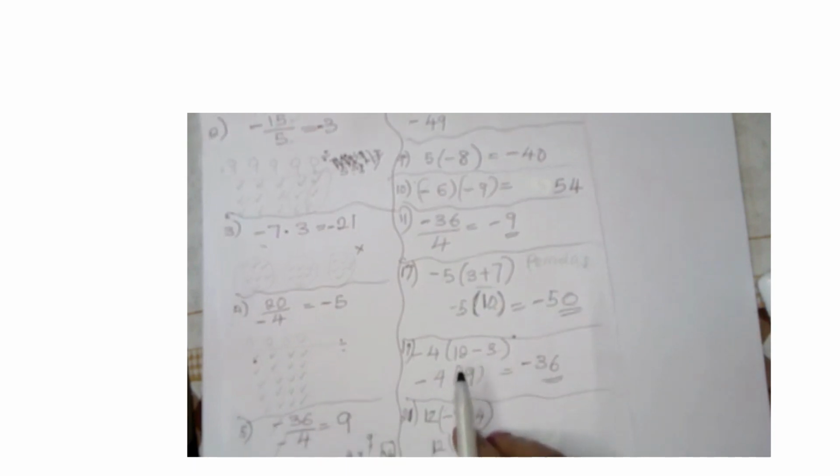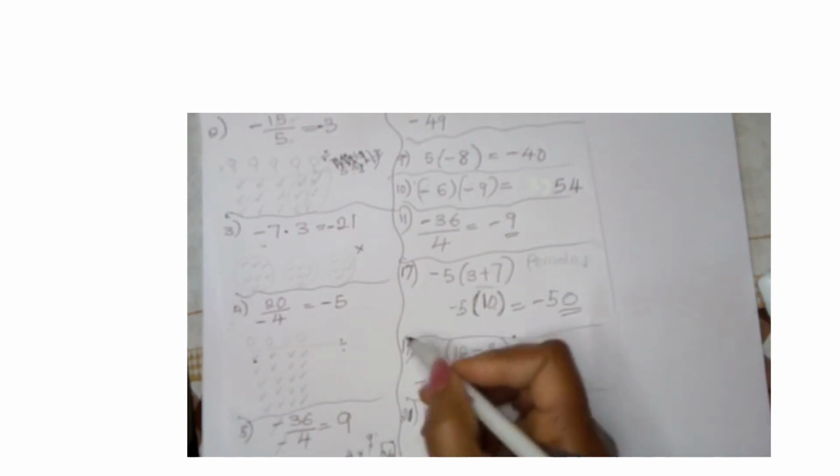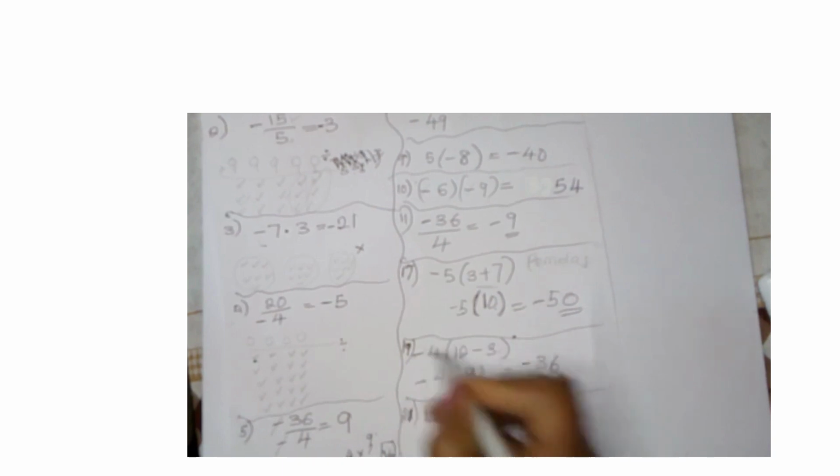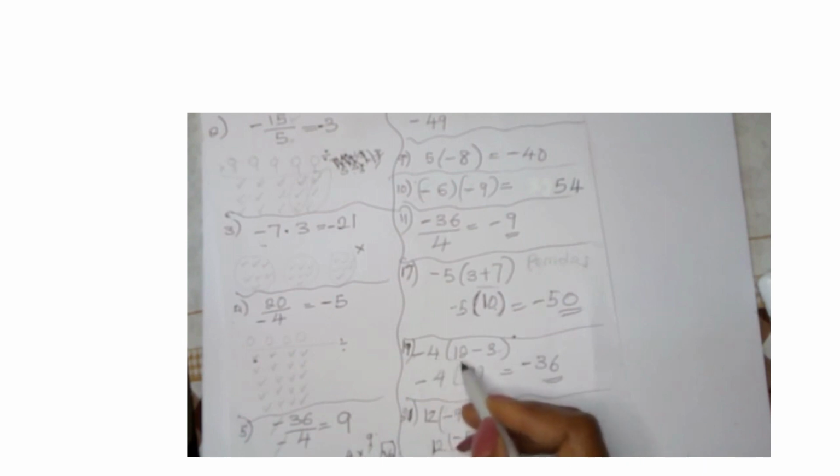Right? The next one is question number 19. So I'm picking the one that looks different. Question number 19 says negative 4 multiplied by 12 minus 3. So what do you have? You solve this one first. 12 minus 3, which will give you what? 9. You can count it.